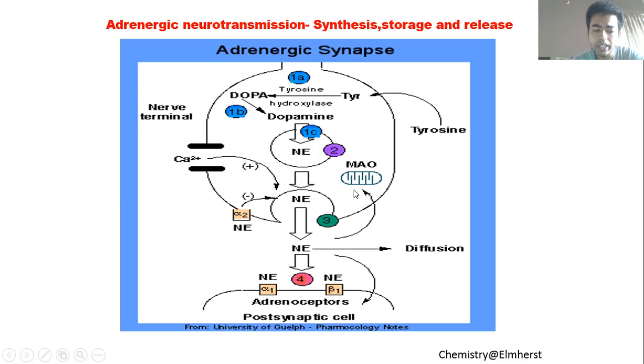Now it will degrade to form what? It will form 3,4 dihydroxy phenyl glycoaldehyde, which is abbreviated as DOPGL. So it is not shown here in this diagram. So with the help of this monoamine oxidase enzyme, it will form what? DOPGL. So this was all about the adrenergic neurotransmission, that is synthesis, storage and release.